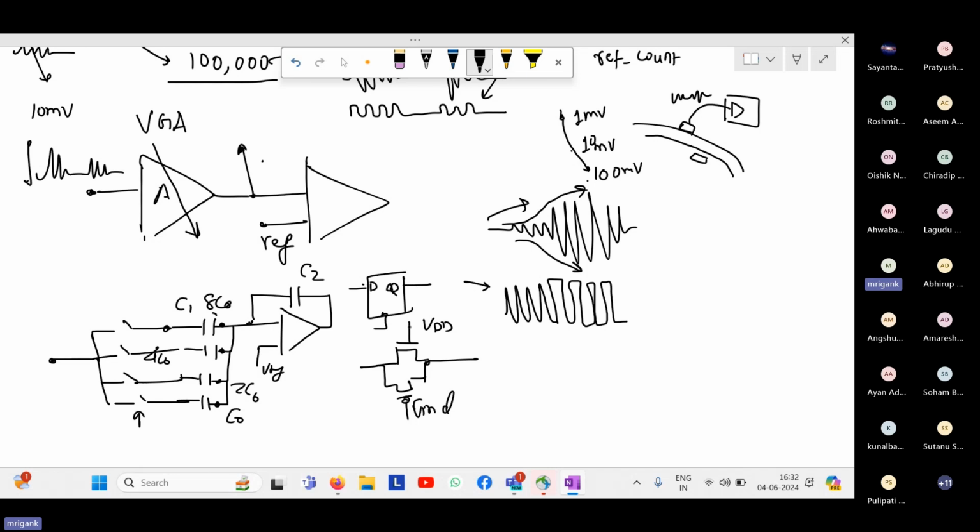So if you want this switch to be turned on, maybe you can set the Q to 1, and this Q will be driving this gate. Likewise, for each of these switches, you will need one flip flop, which can store the tuning bit. That is called tuning option.